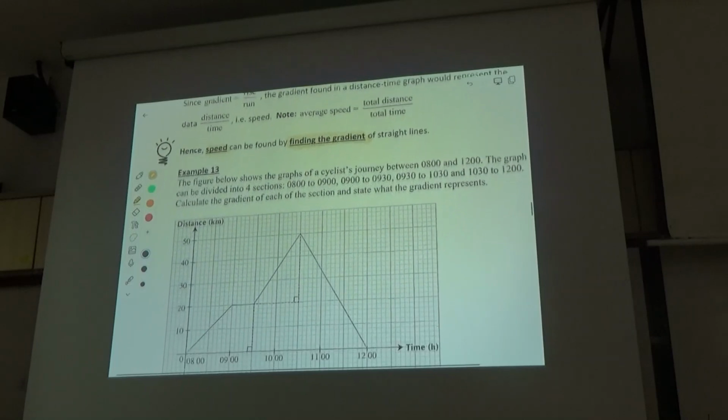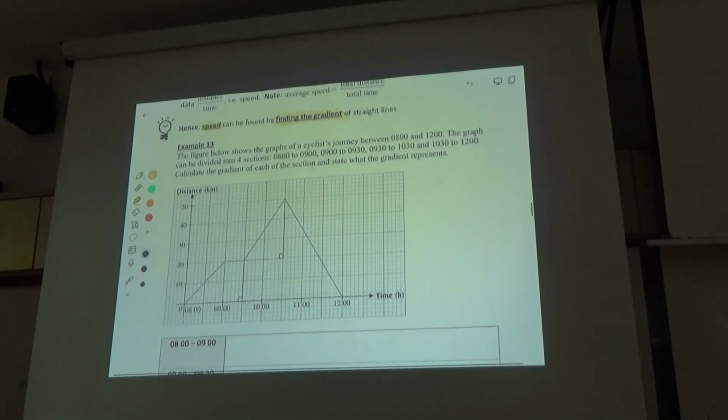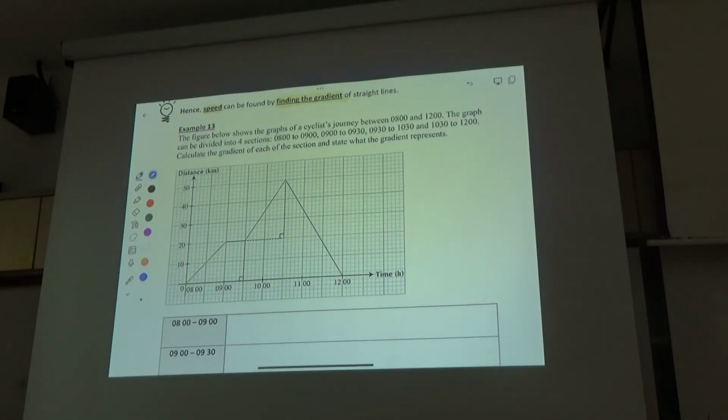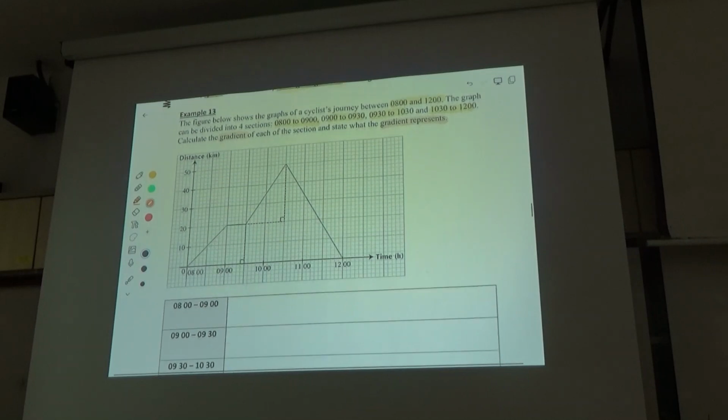Then moving on to look at example 13. Let's read the question. It says that the figure below shows the graphs of a cyclist's journey between a certain time interval, 8 to 12 p.m. The graph can be divided into 4 sections: 8 to 9, 9 to 9:30, 9:30 to 10:30, and 10:30 to 12. The question wants you to calculate the gradient of each of the sections and state what the gradient represents. So we need to observe the individual parts.